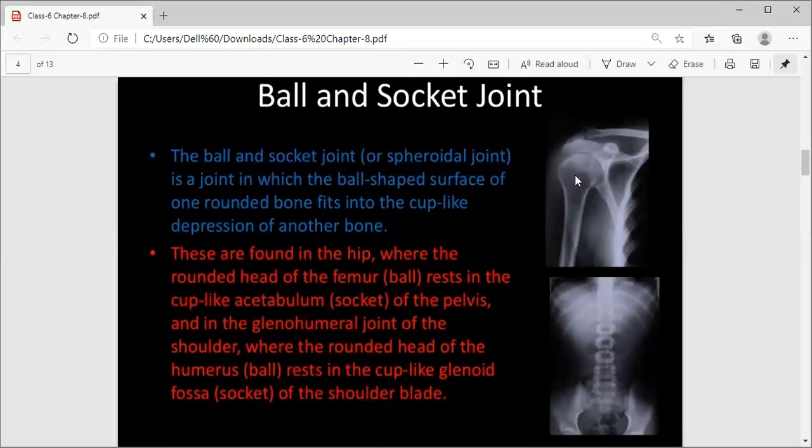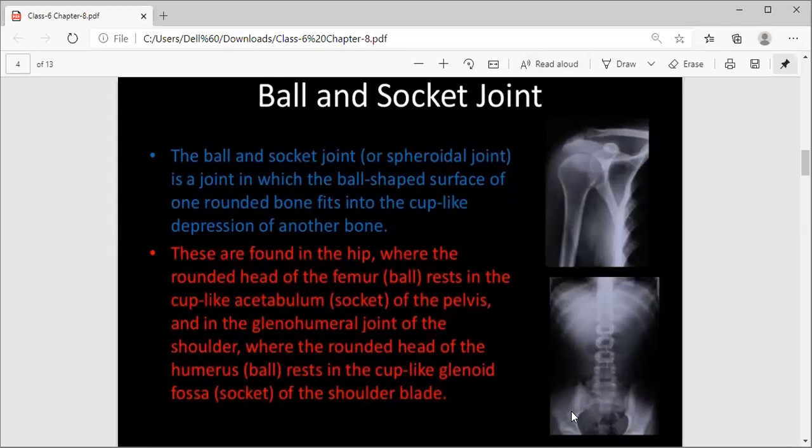Fine. And second, this joint is present in our shoulder. You must have done the shoulder movement. You have seen that we can move the shoulder in all directions. We can move it round. Even this joint is present in the hip. So this is the hip area, and we can move our leg in all directions.